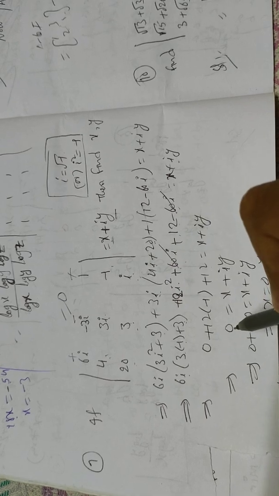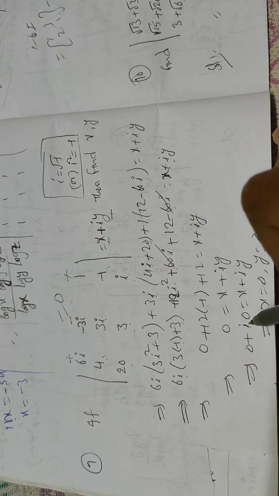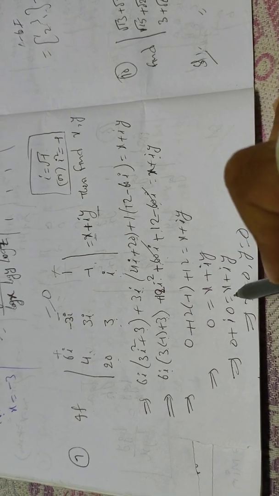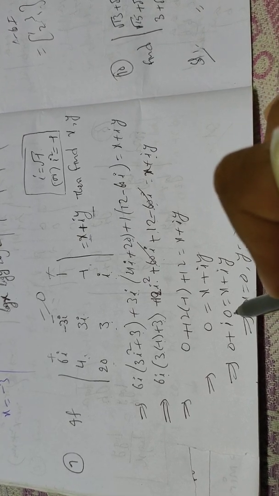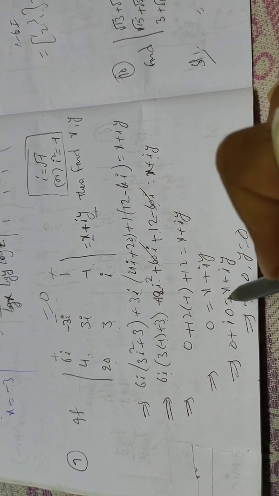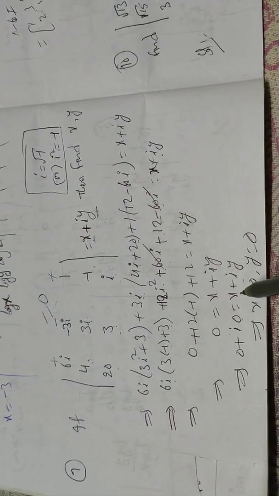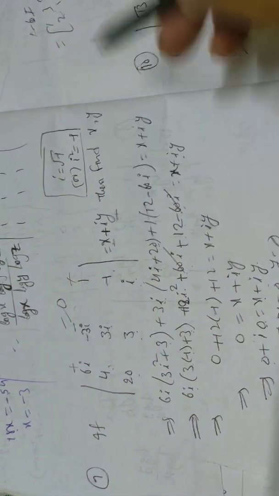So you should write this 0 in terms of x plus iy. How can you write it? 0 plus i0. So if you compare the corresponding real and imaginary parts, then x is equal to 0, y is equal to 0. This is the real part, this is the imaginary part. So x is equal to 0, y is equal to 0. That is what was asked to find out.